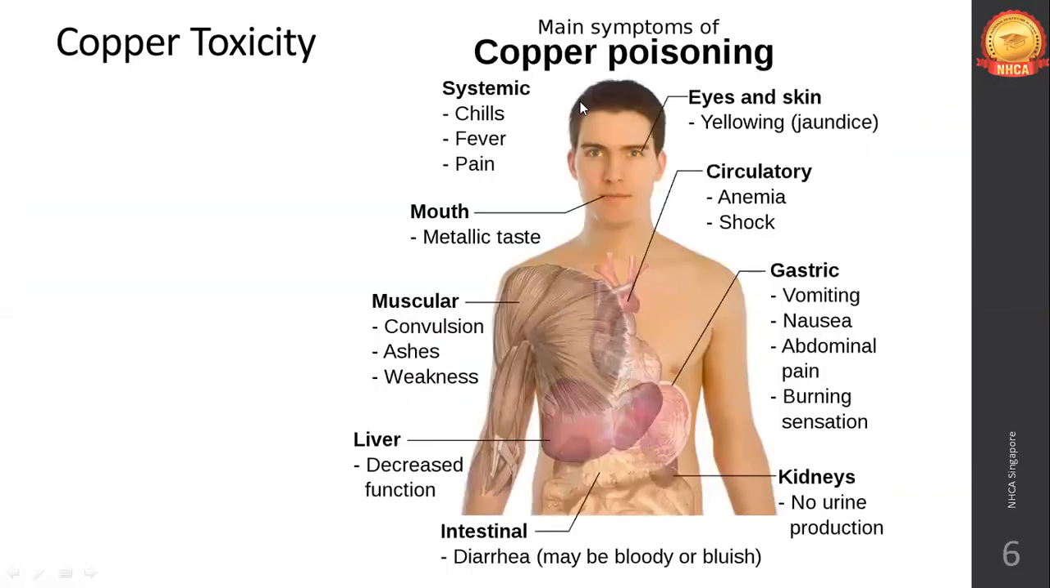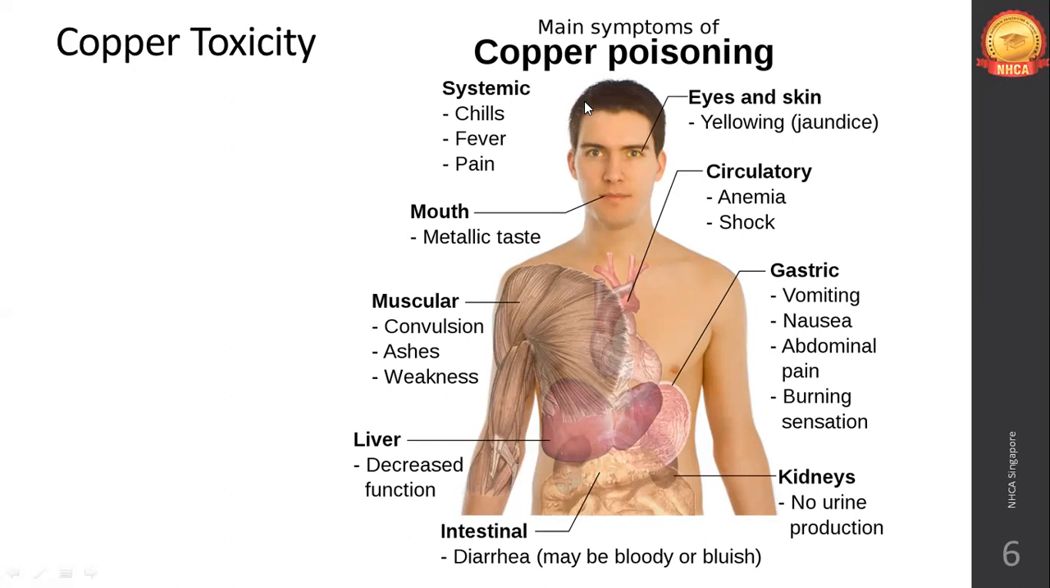Copper toxicity is copper poisoning: too much copper in your diet. Systemic level means the whole body. Whenever we say systemic level, what kind of presentation will you see in terms of signs and symptoms? The patient will have chills, that is shivering, fever, pain, and eyes will be yellowed because of jaundice.